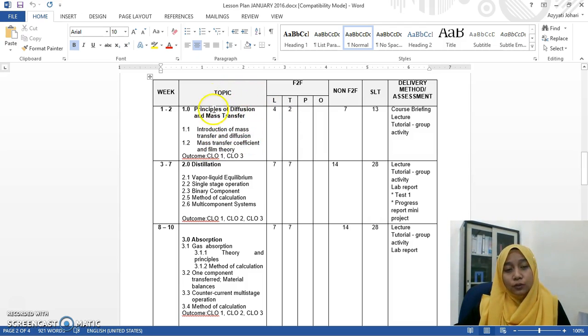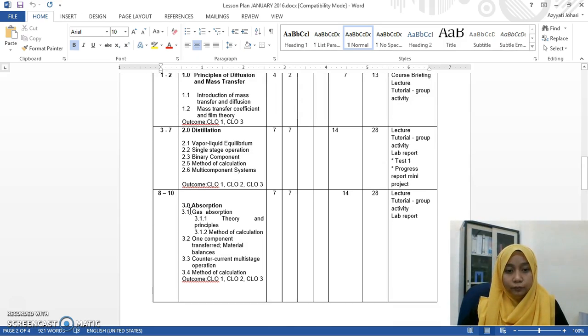Why will you need to learn this diffusion theory first, okay? Because if you are not able to catch up with diffusion theory, you will not be able to learn very well in the chapter on distillation, absorption and the next sections later on. So please do not mess with chapter 1, alright? And then chapter 2, distillation process, you will learn about VLE, vapor liquid equilibrium, single stage operation, binary component, method of calculation and also multi-component system.